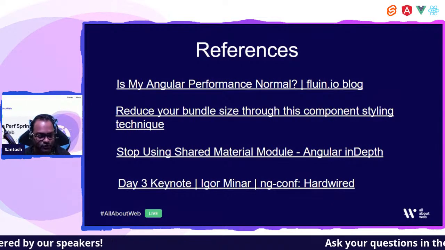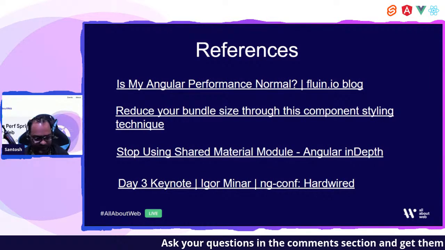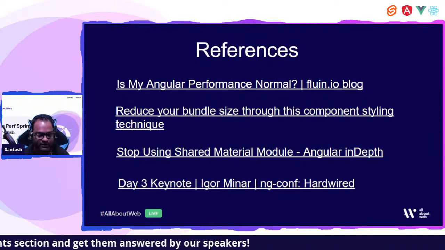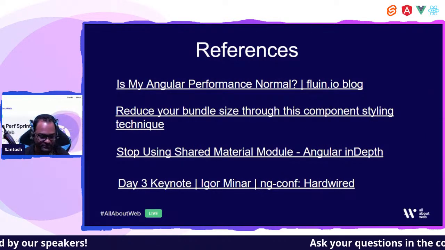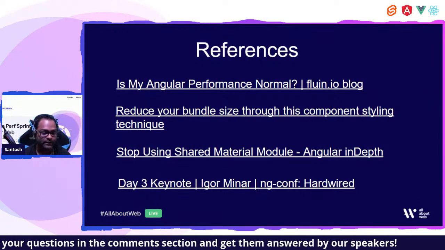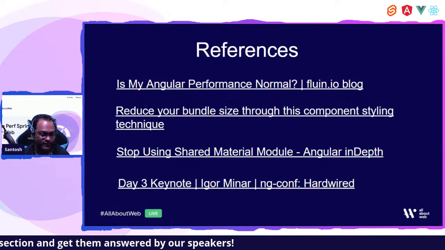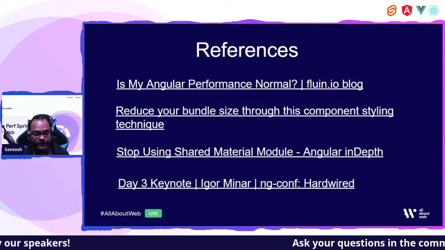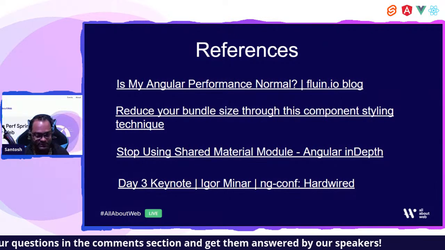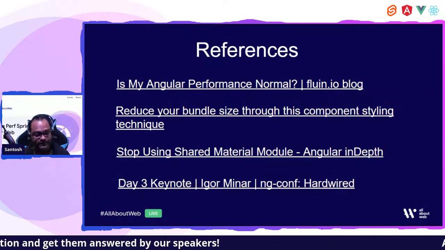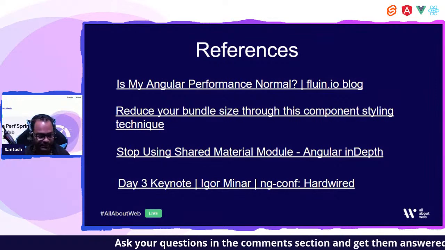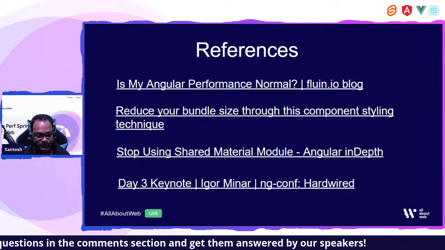So these are a few references. You can refer to the blog post by Stephen Fluin, on Angular performance. Then I have written some experiment around styling, where I was able to reduce my bundle size using some styling technique. It may not be preferred if you are using Shadow DOM, as I've already told you. And then there was another one, stop using shared module, where I had actually shown some data on how removing your shared module decreases your bundle size, and that's what we saw live. And then finally, you can also refer to the day 3 keynote by Igor Minar at ngconf hardwired, which is available on YouTube.